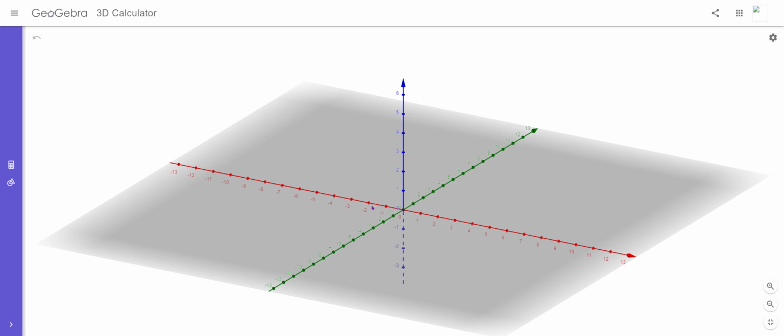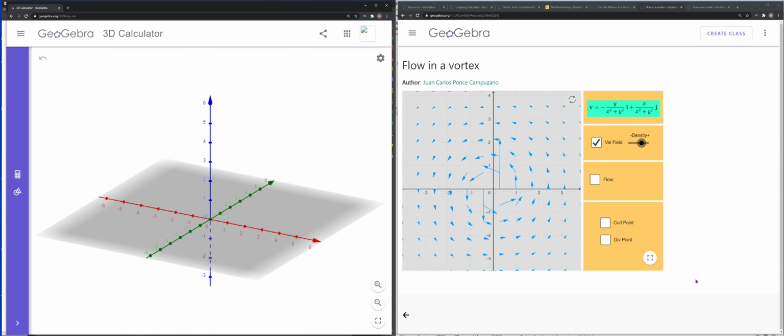In this particular example, you have no flow in the vertical direction. Everything is happening in the XY plane. What you're going to see in a second is that this diagram illustrates flow around a circle. If you notice, the arrows are pointing and moving around this origin like this.